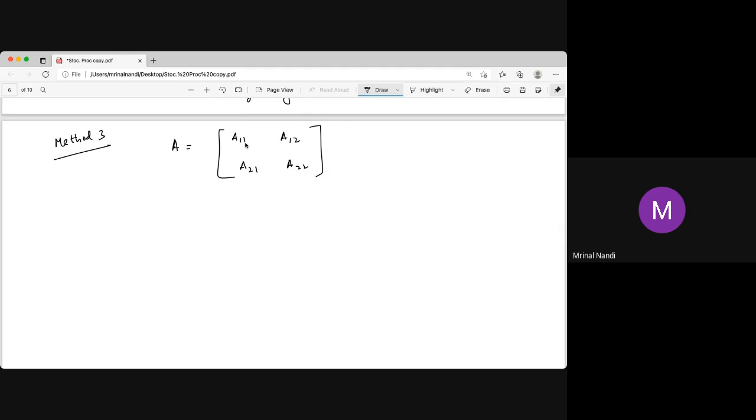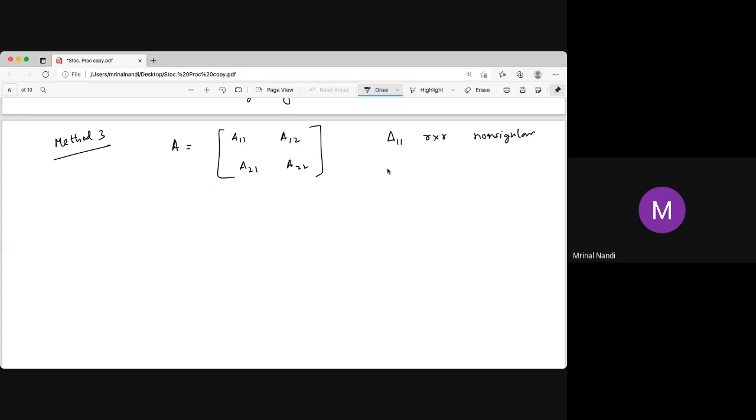A11 is R cross R non-singular. We can choose that. That is trivial from our vector space theory. If A has rank R, we have some R independent rows and R independent columns. You just choose that submatrix, with those R independent rows and R independent columns, and that R cross R submatrix will be non-singular.